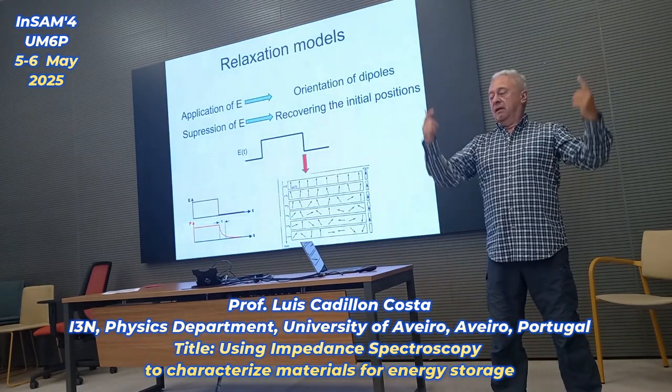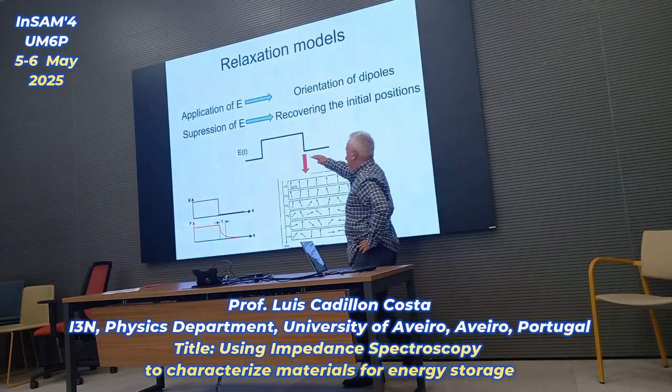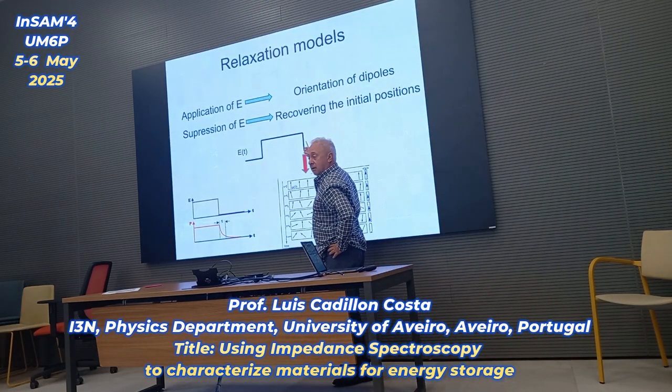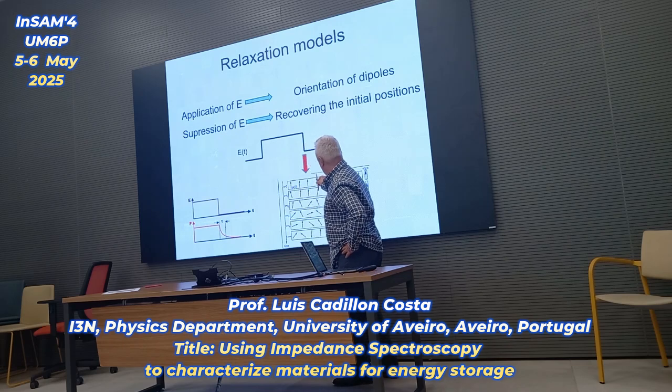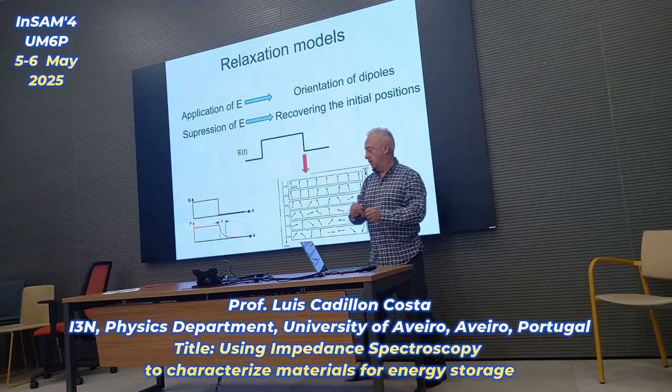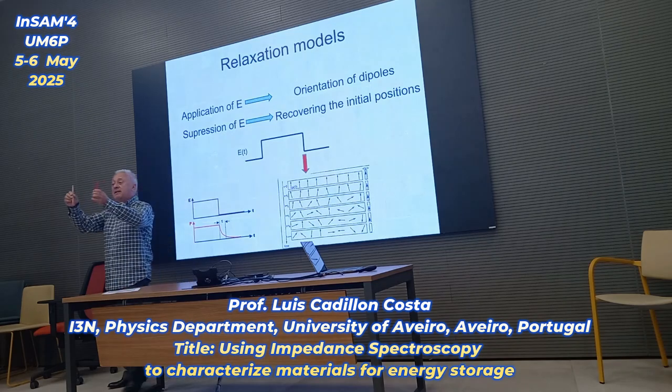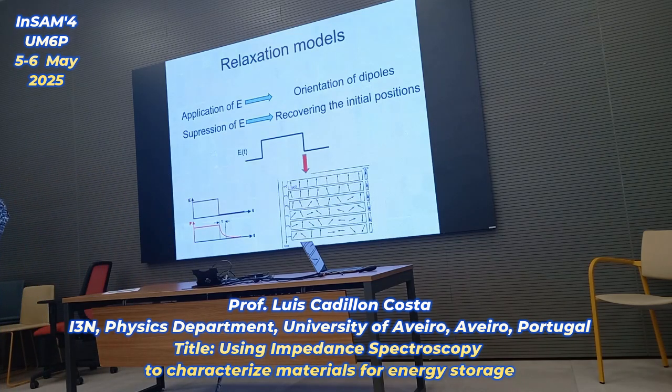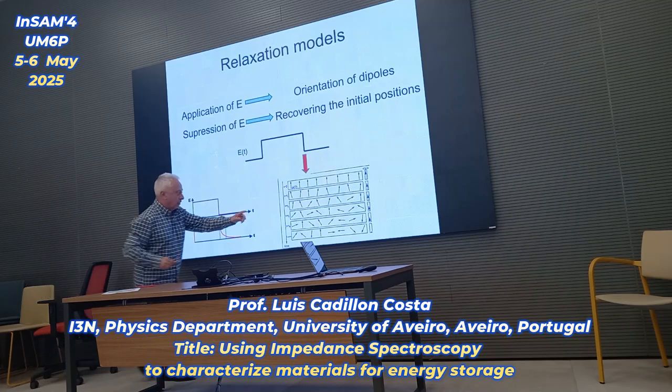Then I wait. And then I cut the electric field. The dipoles that were all in this position start to rotate, because at random they are in several positions, and when I sum everything, it's 0. But when I have the electric field, they are like that. I cut it, they start to rotate to come back to a final position. But this takes time. It's not immediate. So this is what happens here.